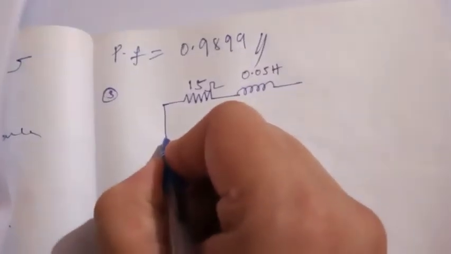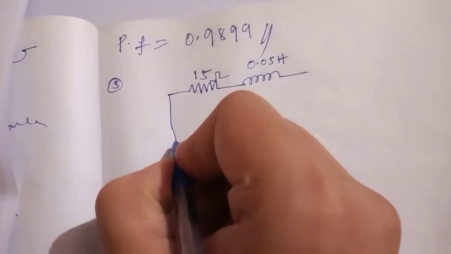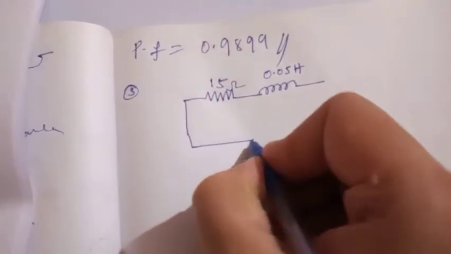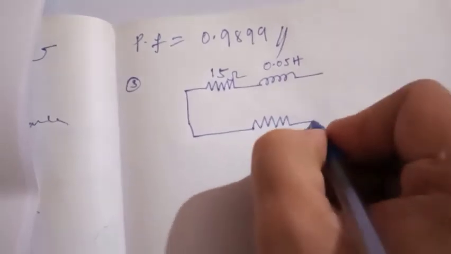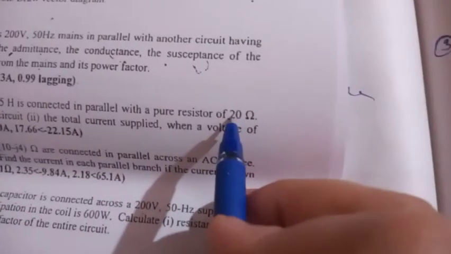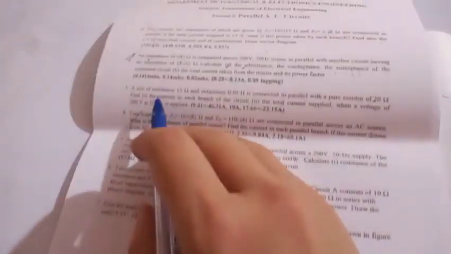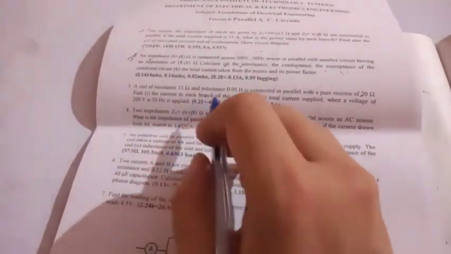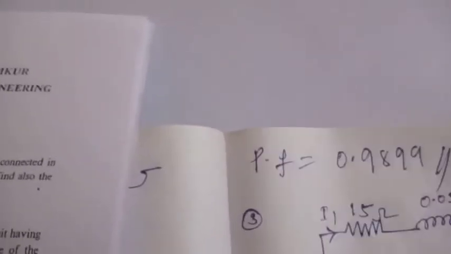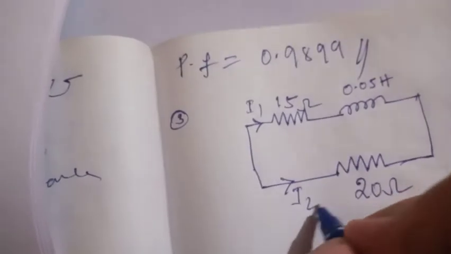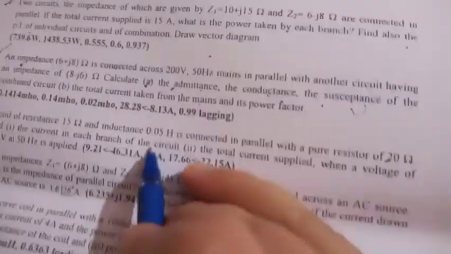This is the coil of 15 ohm and 0.05 Henry, which is connected in parallel with a pure resistor of 20 ohm. Find the current in each branch. So I have to calculate I1 and I2, the current in each branch of the circuit.